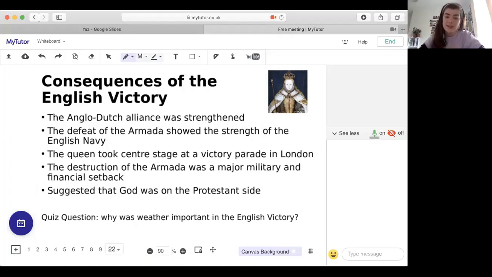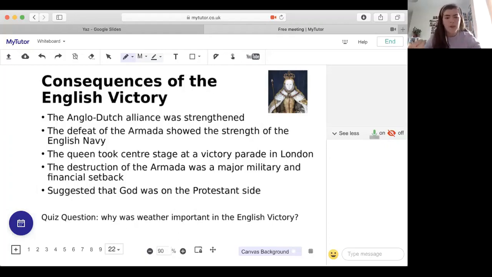The war with Spain was far from over, but the destruction of the Armada was a major military and financial setback for the Spanish. So that makes England safe for a little while. They haven't got to fear Spain for a while because they're just recovering. And the victory of the English underdog suggested that God was on the Protestant side, and that increases the support for Protestantism both within England and in Europe as well. So that's another good point for Elizabeth as a Protestant.